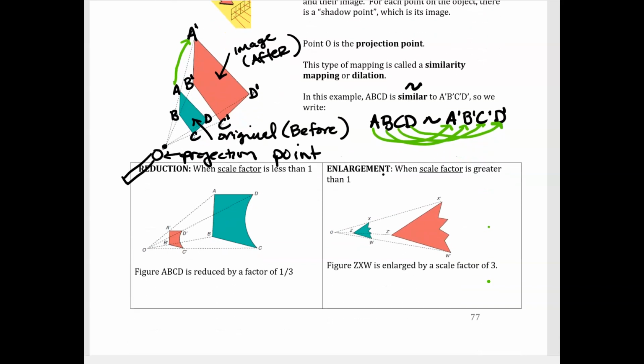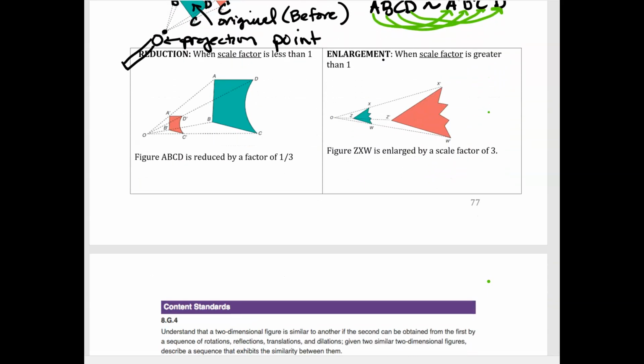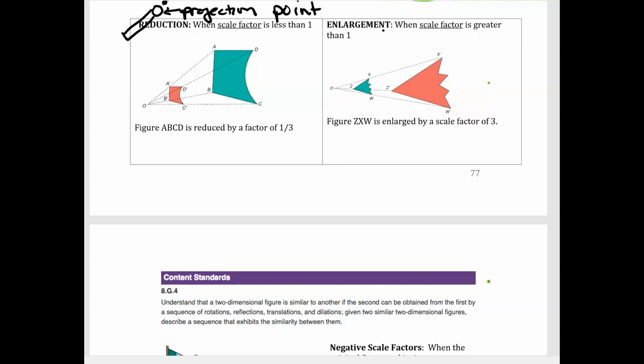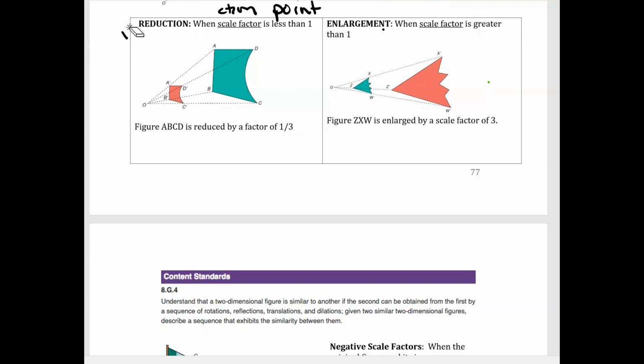So let's talk about the different types of scaling we can do. Let me just erase this so we can see here. We can do a couple of things with the original figure. We can reduce the original figure, so we can do a reduction, okay? And whenever we do a reduction, we can say that the scale factor is less than 1. Okay, what does that mean? So let's take a look at this picture. Check out the letters and see if you can identify what's the original and what's the image.